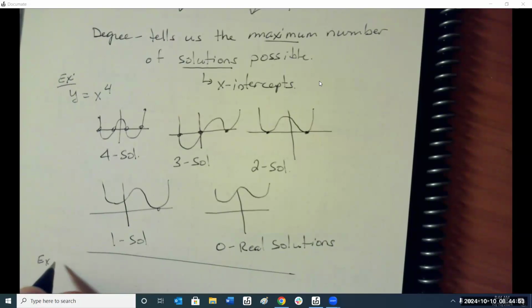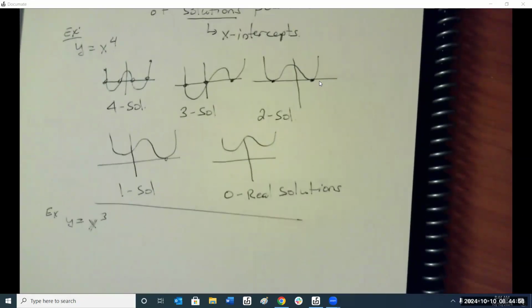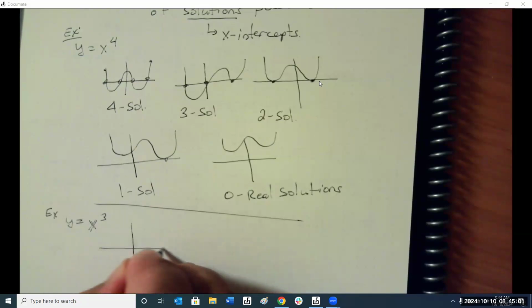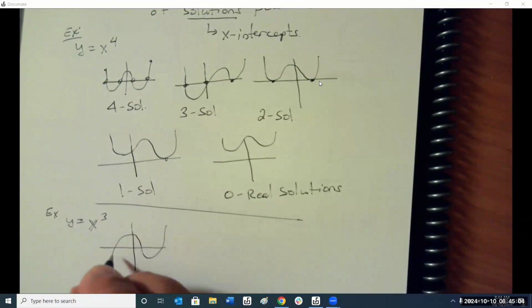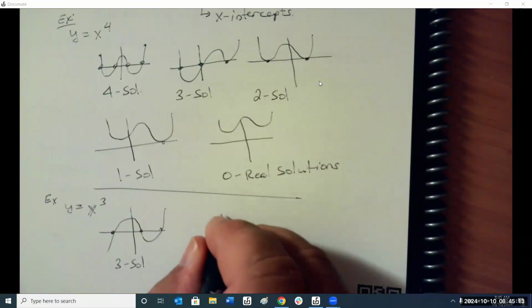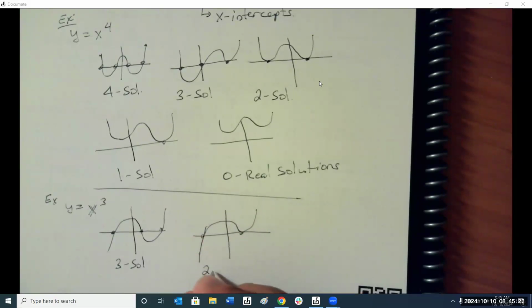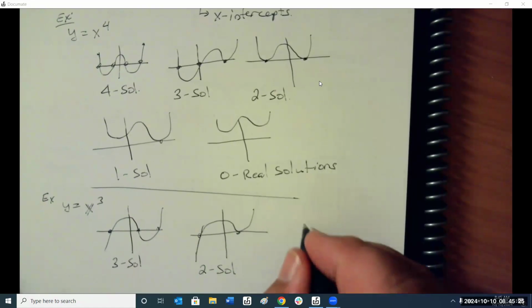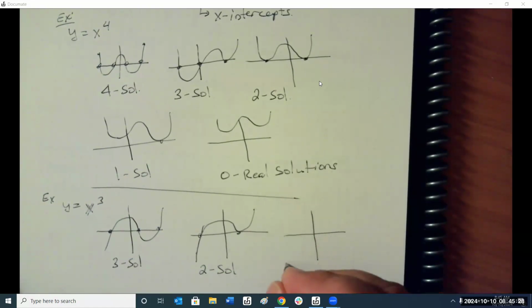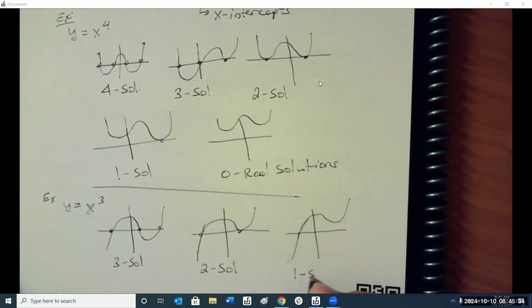Or another example, let's look at if y equals x cubed. It can look like this, or 3 solutions. It can look like this, where we have 2 solutions, or 1 solution.